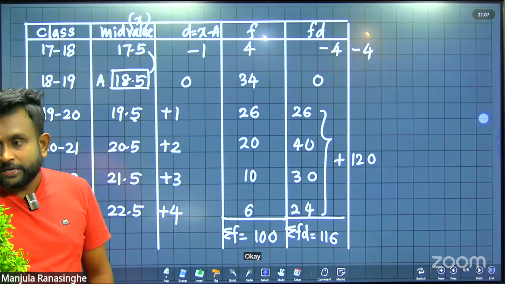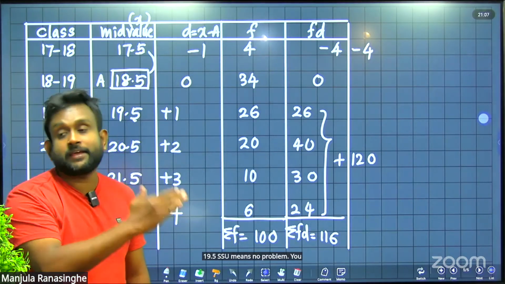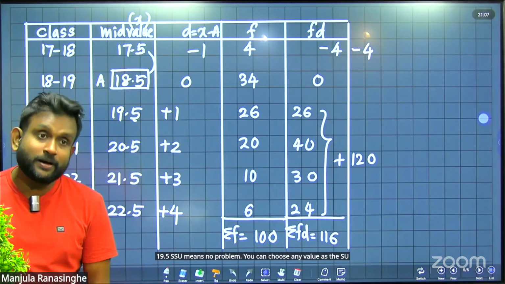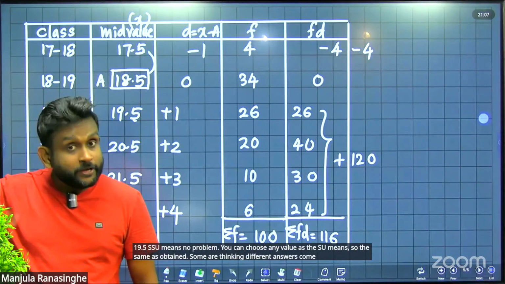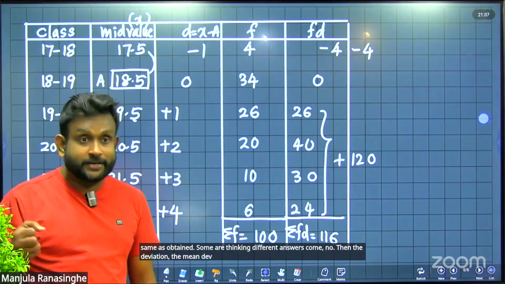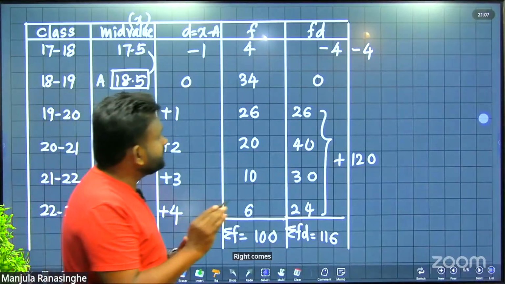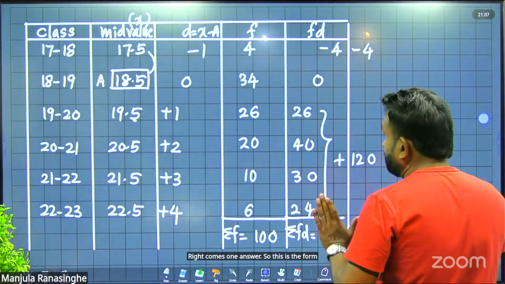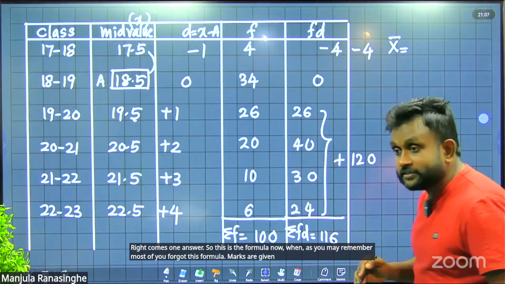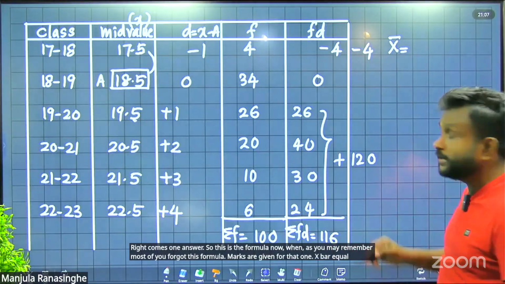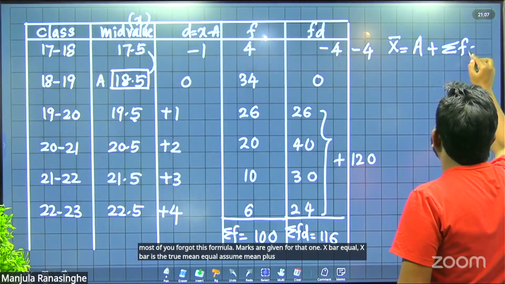Okay, 19.5 as the assumed mean, no problem. You can choose any value as the assumed mean, and the same answer is obtained. Some are thinking a different answer comes. No. The deviation, the mean deviation would be changed, but finally the solution comes as one answer. So this is the formula when there is an assumed mean. Remember, most of you forgot this formula. Marks are given for that. X bar, the true mean, equals assumed mean plus sigma fd over sigma f.